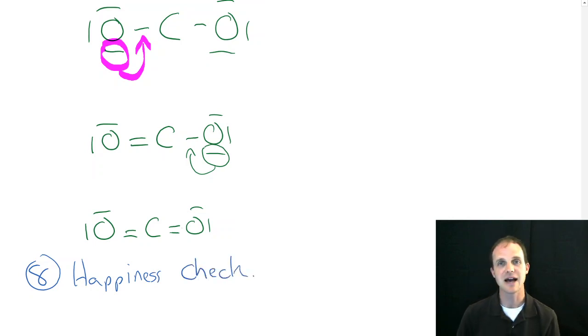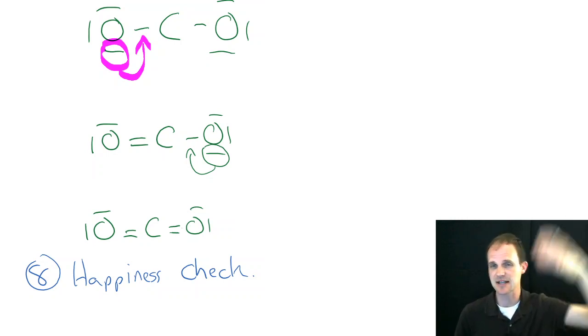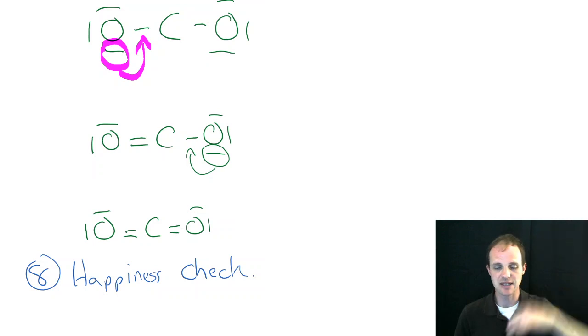And that is how we draw Lewis structures for molecules. Follow those rules in order. Don't go out of order. If you make a mistake at the end, if your happiness check is really, really weird, go backwards in order. Don't try to go back 3 steps and fix that step. You've got to undo all the stuff you did to get there, or just start over.